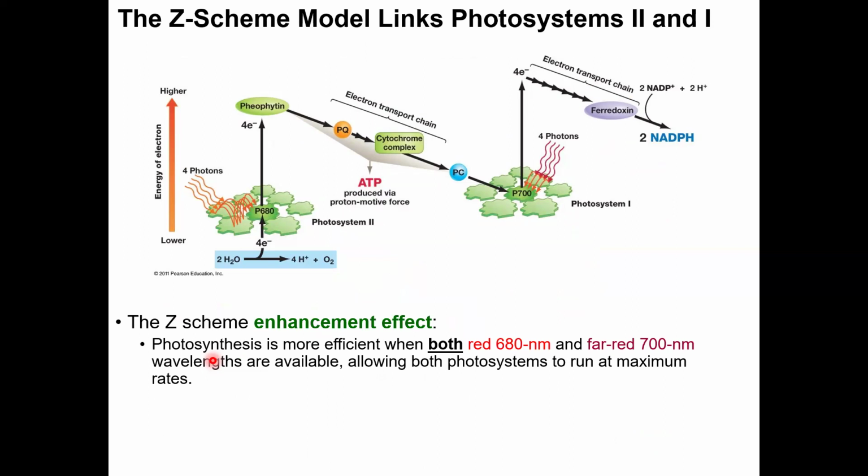Now there is a model called the Z-scheme. This links the two photosystems together. It says that photosynthesis can be more efficient when both red and far red wavelengths are available, allowing both photosystems to run at maximum efficiency or rates.